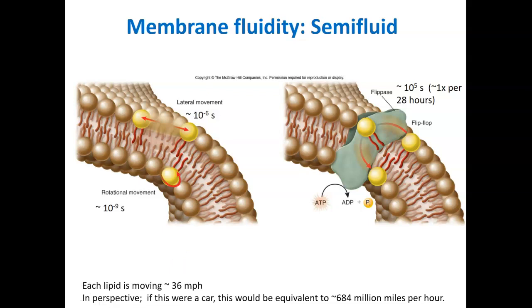Each lipid is said to be moving at approximately 36 miles per hour. So if this phospholipid was the size of a car, this would be equivalent to traveling 684 million miles per hour, which is beyond our comprehension. So again, we tend to think of the phospholipid bilayer as this stagnant 2D image, and really, as I mentioned earlier, it's incredibly dynamic.